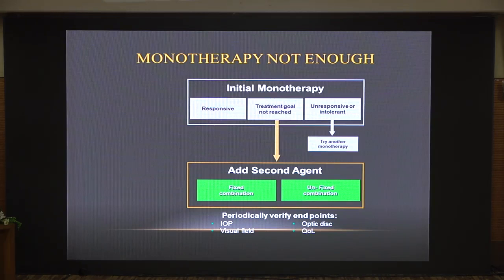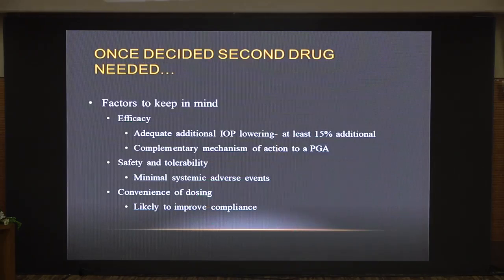Intuitively, which would be better? Fixed combination, isn't it? The problem is that the fixed combination may or may not work as well as 2 separate, which is true. The factors to keep in mind are efficacy. You have to be sure that what you're adding is also working. So in practice, when you start with 1 bottle, you add the next bottle only if you see an additional 15 to 20% reduction. Then you know your second is working as well, and then fuse the 2.